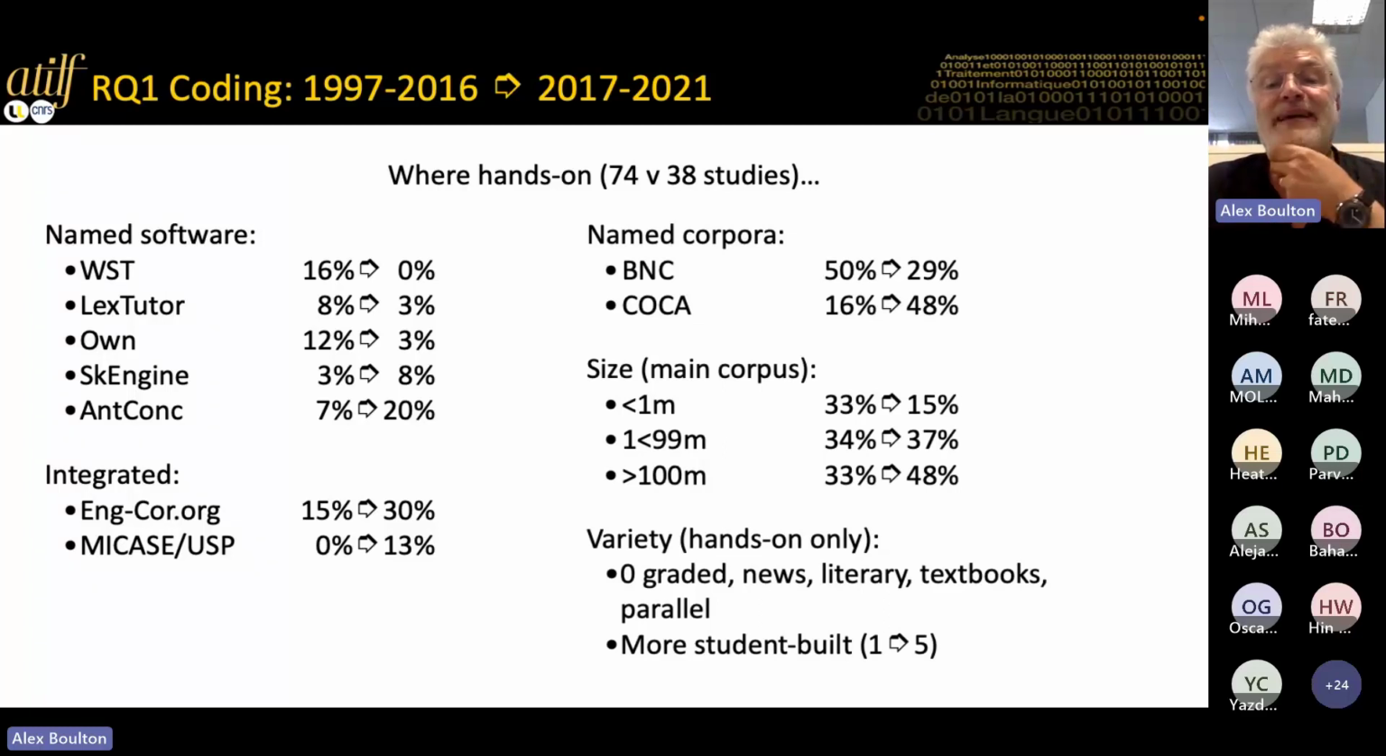Named corpora: the BNC, British National Corpus, featured in 50% of studies in the first period. Now it's COCA, the Corpus of Contemporary American English, which occurs in nearly half of all studies in the latest period. Size: if you have cut-off points at 1 million and 100 million words, the median bracket is staying stable at about a third of all studies.